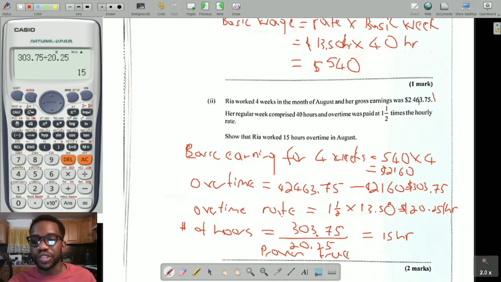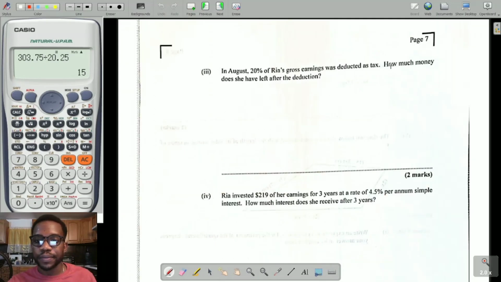So that's 2,463 and 75 cents. Bear in mind that gross is before anything is taken out. Now we're told that 20% is taken out. Now you have two ways to work this question. We can find 20% of this number and subtract it from the total. But of course, that is going to be too complex. Always remember that whatever you have is 100%. So this is 100%. If I take 20% from 100%, I'm going to have 80% left.